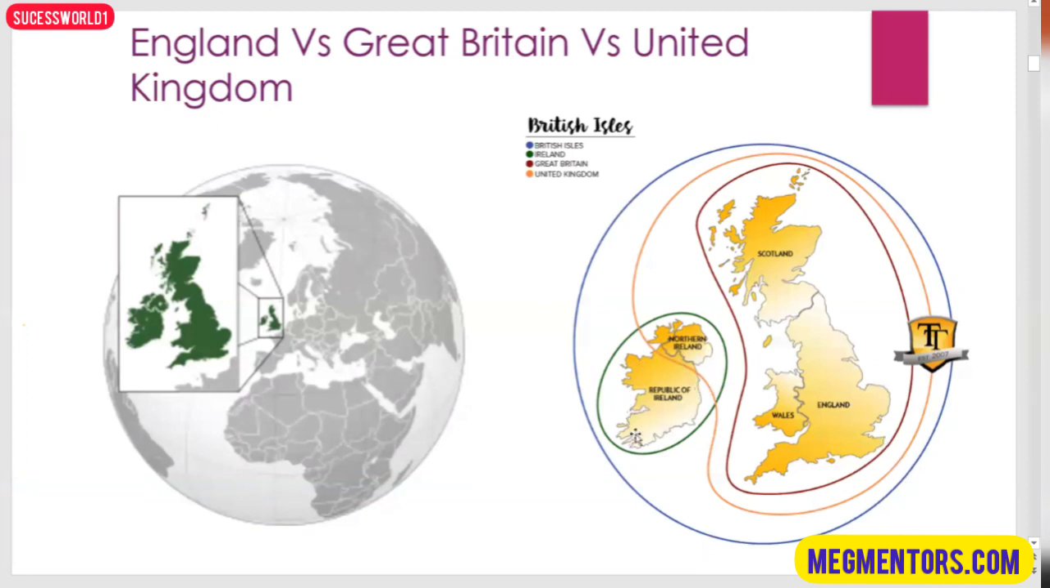That leaves us with the Republic of Ireland, which is a separate nation. So whenever somebody says England, that means only this part. When somebody says Great Britain, that means this part in totality: Scotland, Wales and England. And when somebody says United Kingdom, that includes Northern Ireland. I hope this much is clear to everybody. Together, this collection of islands is called the British Isles, right? Very important. All literature students must know the difference between these usages.